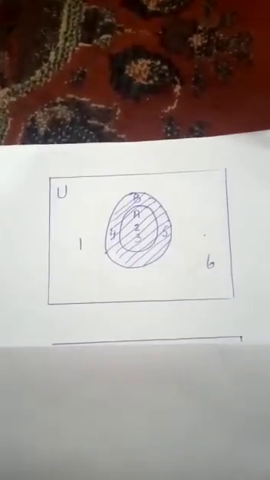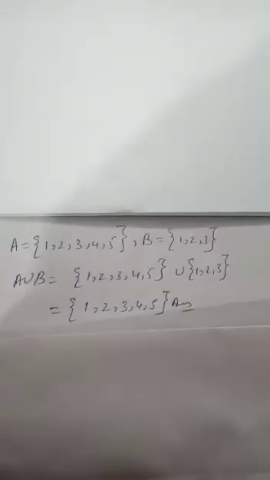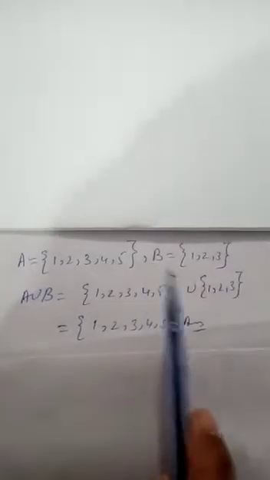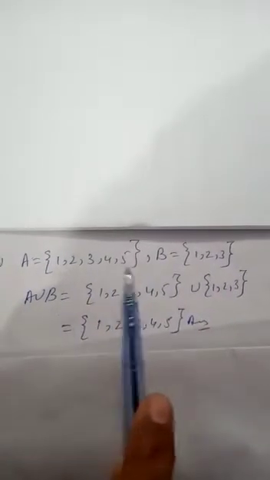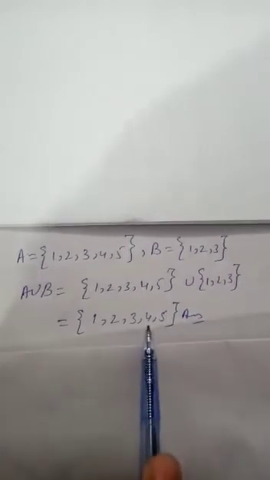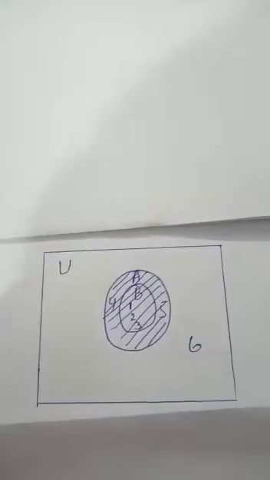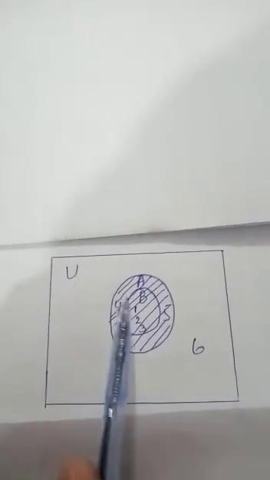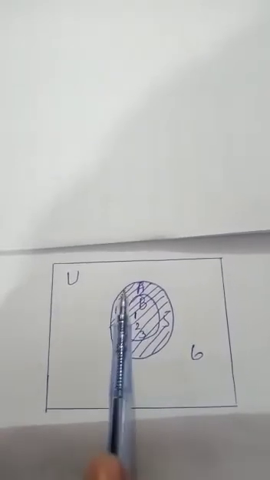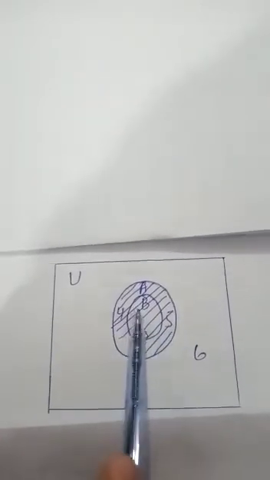Now let's see another question we have. When B is a subset of set A. Now here B is the subset 1, 2, 3 and A is 1, 2, 3, 4, 5. A union B is 1, 2, 3, 4, 5. Let's see what the Venn diagram is. Now we will draw a block and U will be the universal set. B is a subset of set A, that's why we will write the inner circle B and the outer is A.